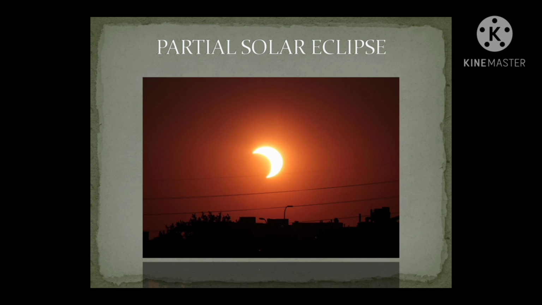This phenomenon can usually be seen from a large part of the earth outside the track of an annular or total solar eclipse. However, sometimes a solar eclipse can only be seen as a partial solar eclipse because the umbra passes above the earth's polar region and never intersects the earth's surface.